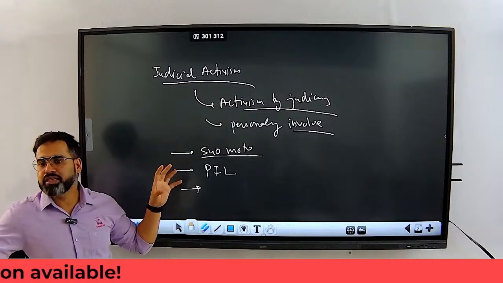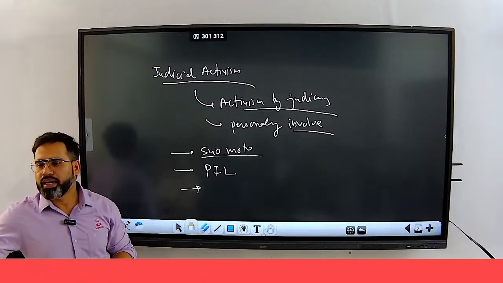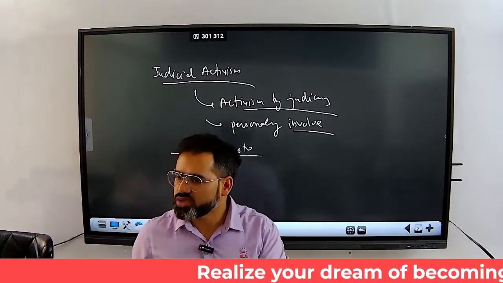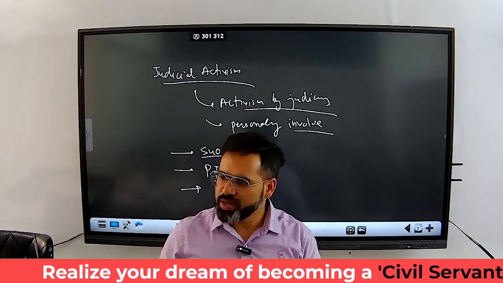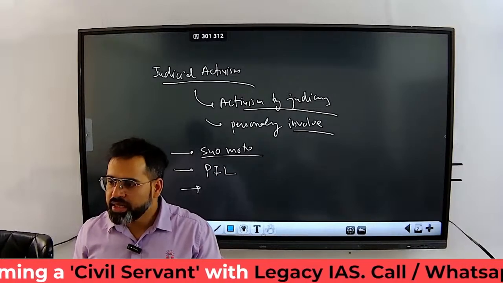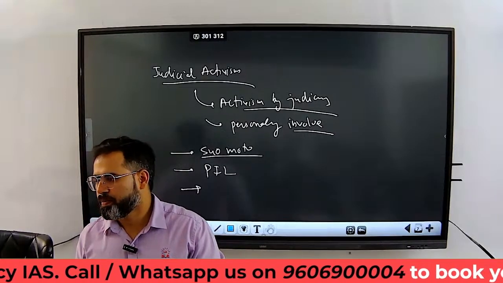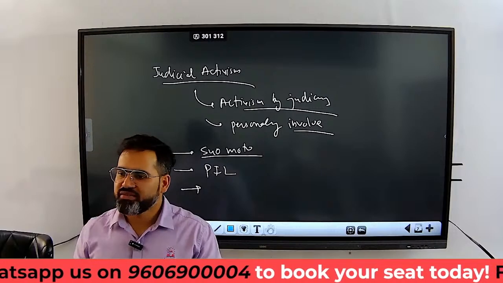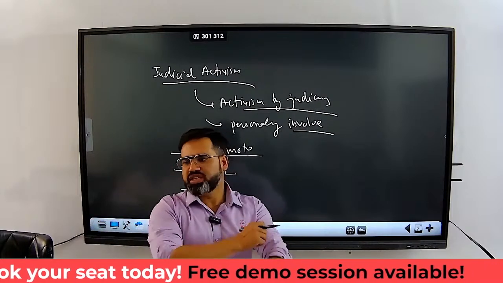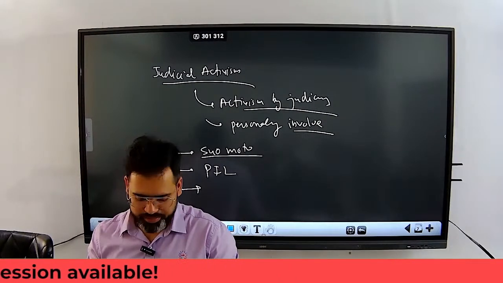But this judicial activism has no constitutional backing. That means there is no article number that provides any power to judicial activism. Judicial activism has no constitutional support. The Indian judiciary has invented it. When it comes to judicial review, it has constitutional support. Judicial activism has no constitutional support. Clear? They have invented it.